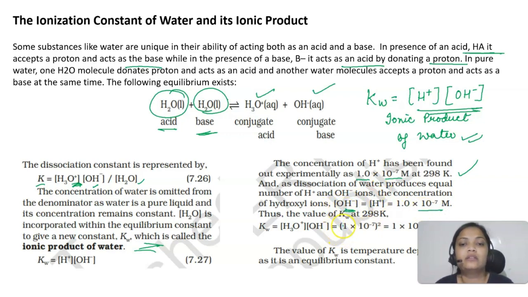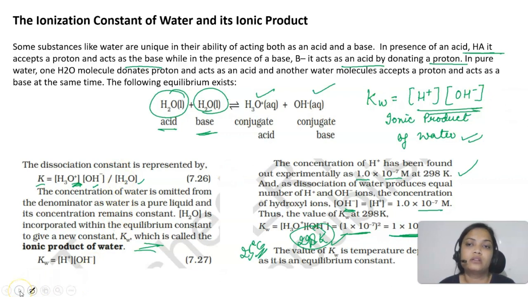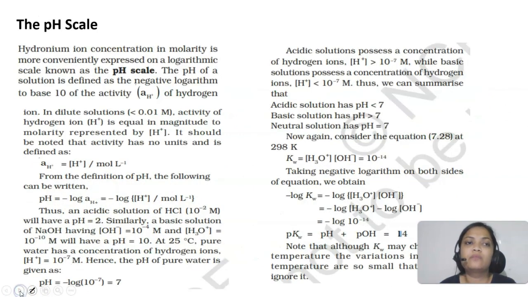So Kw, meaning the ionic product, what will its value be? 1 into 10 to the power minus 7 whole squared. So that will be 1 into 10 to the power minus 14. And it is, of course, at 298 Kelvin, okay, meaning 25 degrees Celsius. Because this will be temperature dependent as it is an equilibrium constant. It is nothing but an equilibrium constant only.